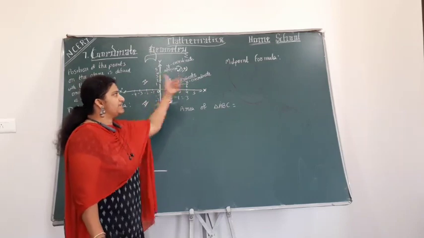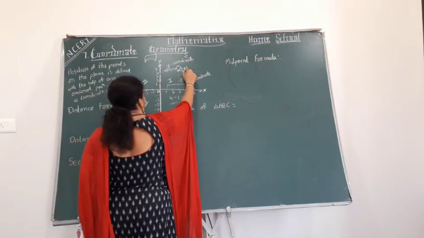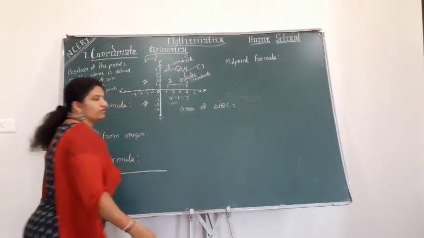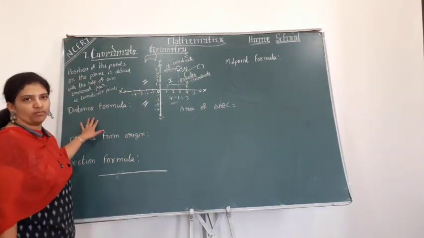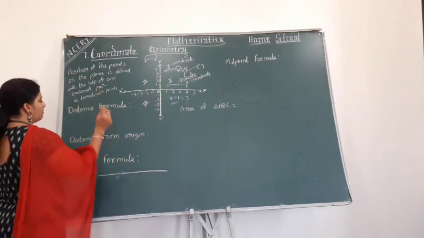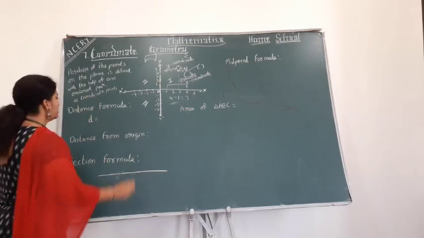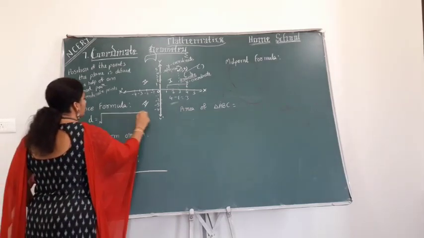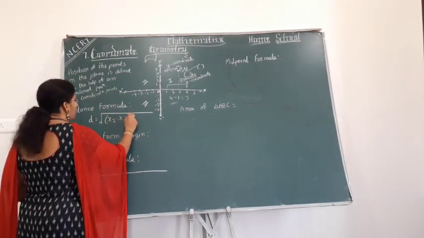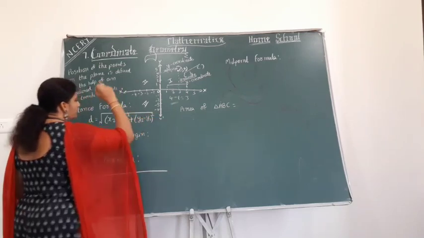But in some places we don't know how to calculate. So instead of this, suppose I give you some coordinates. How can you find the distance? A formula is applied to find the distance. So what is the distance formula? Distance is represented by the letter small d. Small d is equal to square root of (x2 minus x1) whole square plus (y2 minus y1) whole square.